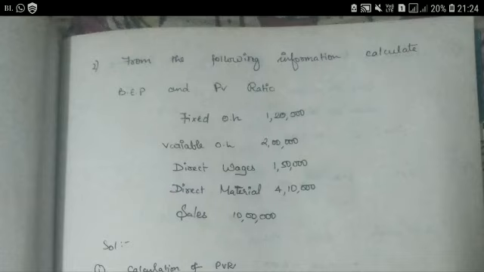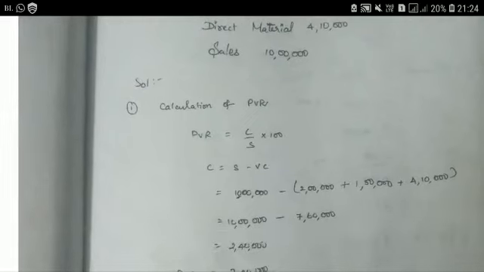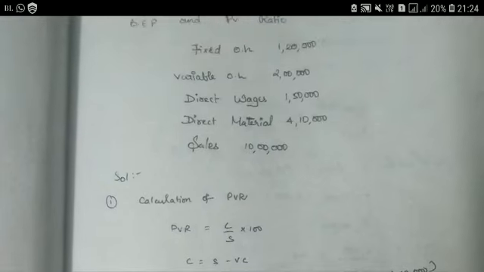Okay, now let us see the problem. First, they have asked us to calculate BEP and PV ratio. For this, we have to know that for calculating BEP, we need to have PV ratio. So, first we have to calculate PV ratio. The formula for PV ratio is nothing but contribution divided by sales into 100. So first we have sales in a problem. Sales is given in a problem. So we need to calculate the contribution.